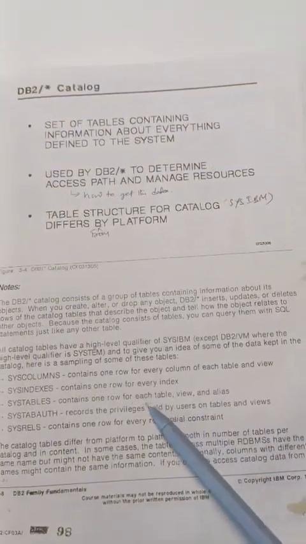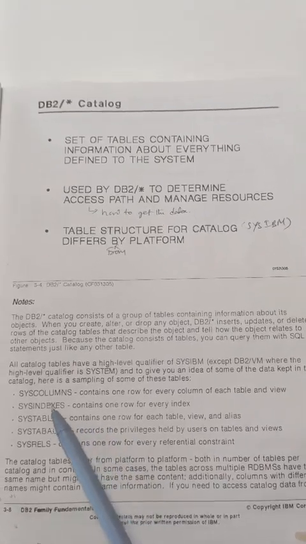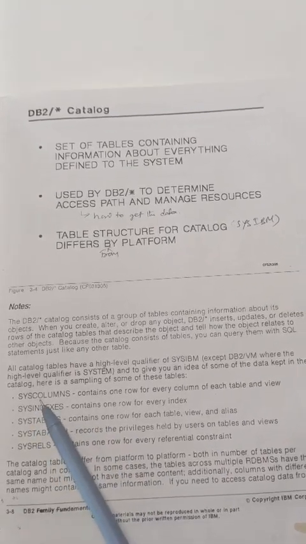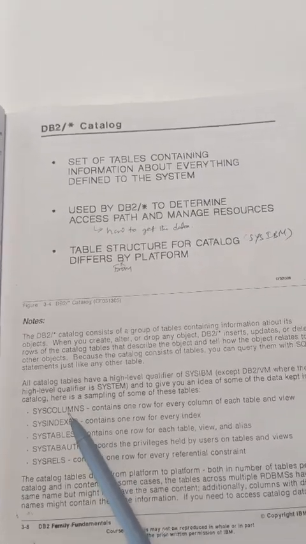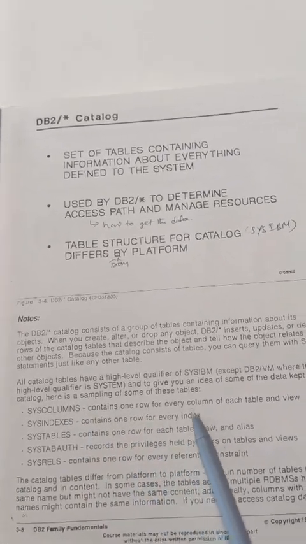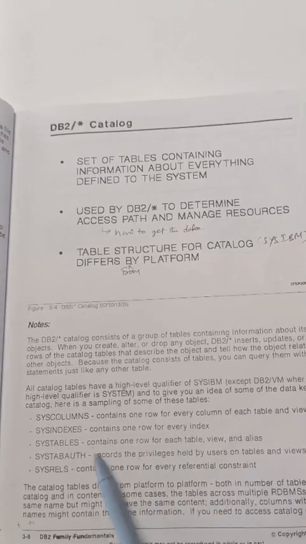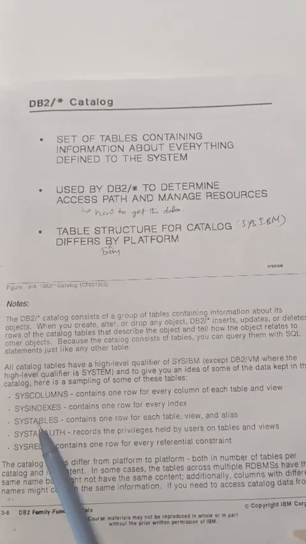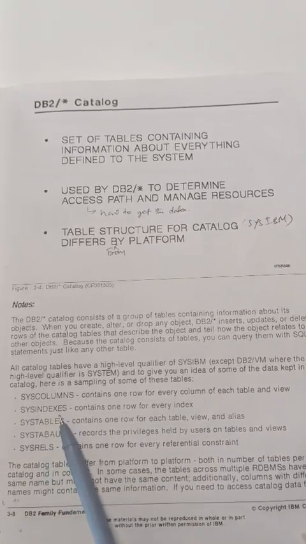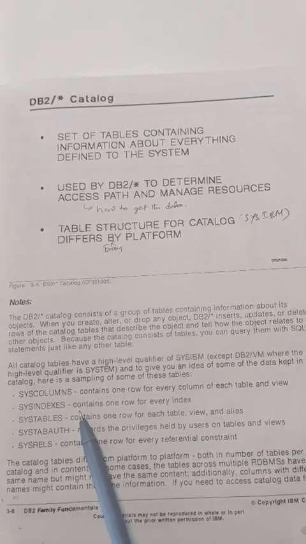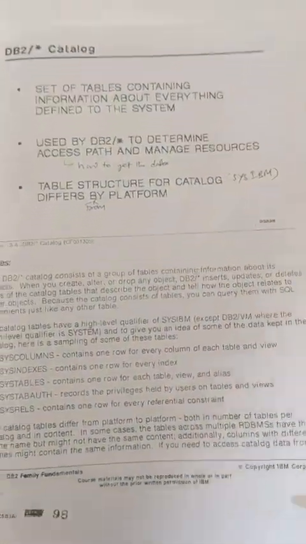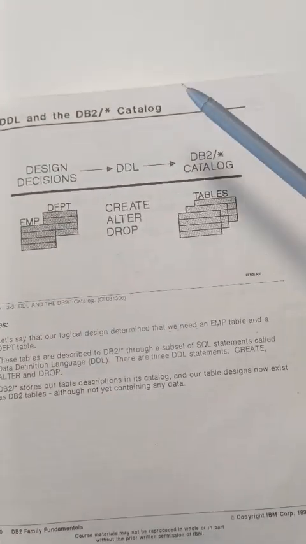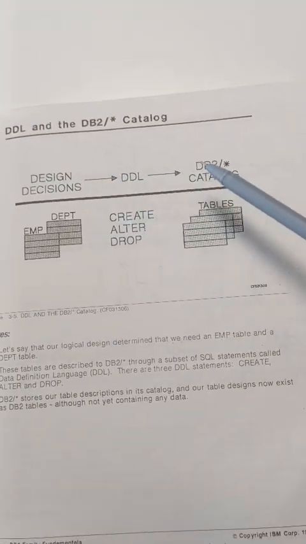And there are some system-defined catalogs. SYSIBM.SYSCOLUMNS: if you browse SYSIBM.SYSCOLUMNS, you will get one or more rows for every column of a table or view. If you want to see the system indexes, that is SYSIBM.SYSINDEXES. If you run a query on it, you will be able to see what indexes are on your table. And this is designing a table like a catalog.